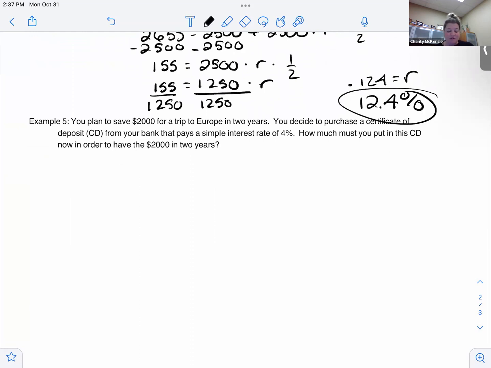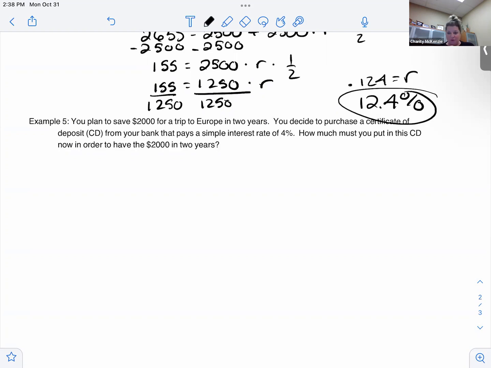Okay, problem 5. You plan to save $2,000 for a trip to Europe in 2 years. You decide to purchase a certificate of deposit, CD. This is where you put money in a bank and you leave it there for usually a year, 8 months, 6 months, something like that. And it does give simple interest. So CD is one of the only things that has interest that I can think of that is simple. And the bank pays 4%. How much must you put in that CD now in order to have your $2,000 in 2 years?